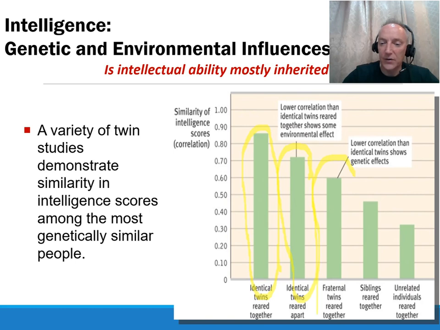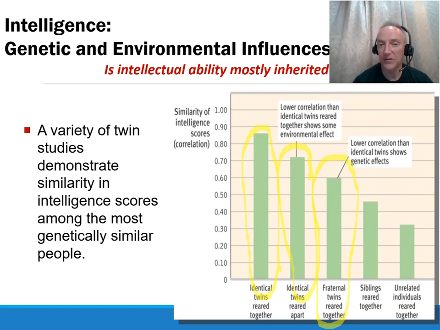Then you look at fraternal twins raised in the same environment. Fraternal twins have no more in common genetically than the typical brother and sister. They are two different eggs, but fertilized at the same time and in the mother's womb at the same time. When we get into the next chapter on development, we're going to see that even before you're born, a lot of brain development is happening.